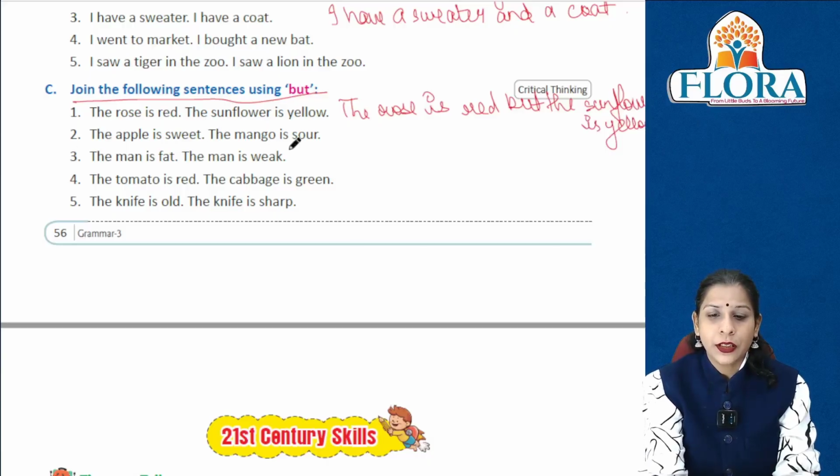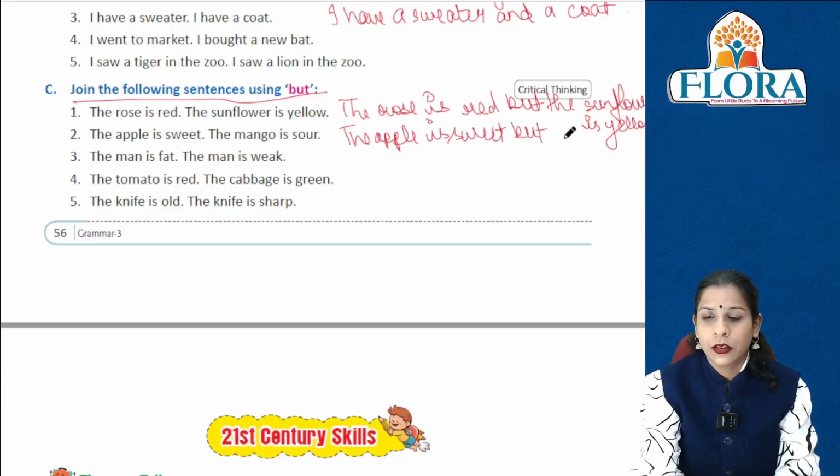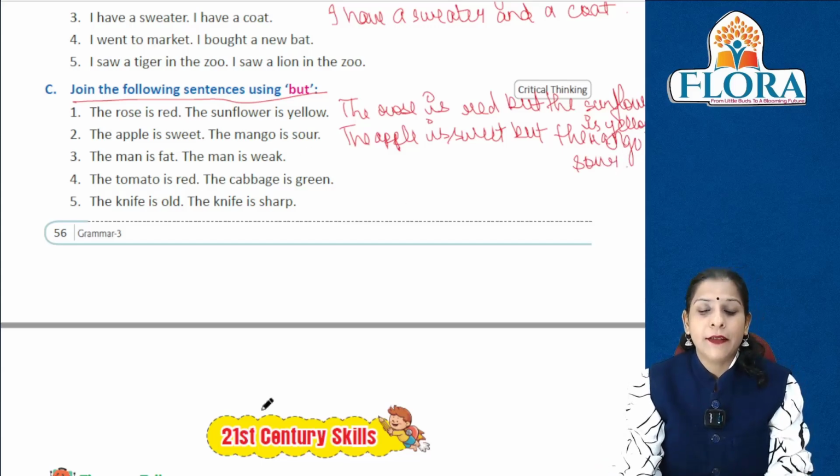The apple is sweet, the mango is sour. So the apple is sweet, but the mango is sour. So like this, you have to complete the rest of the parts.